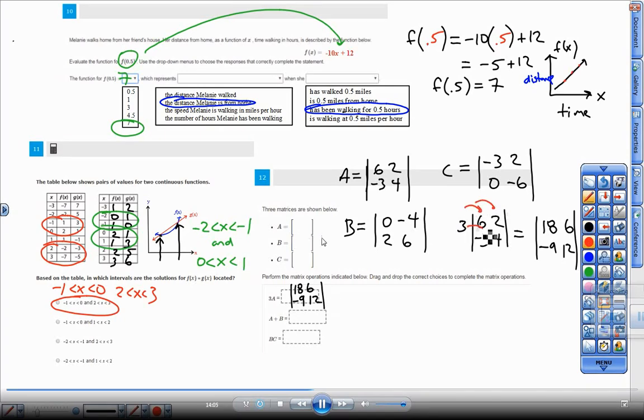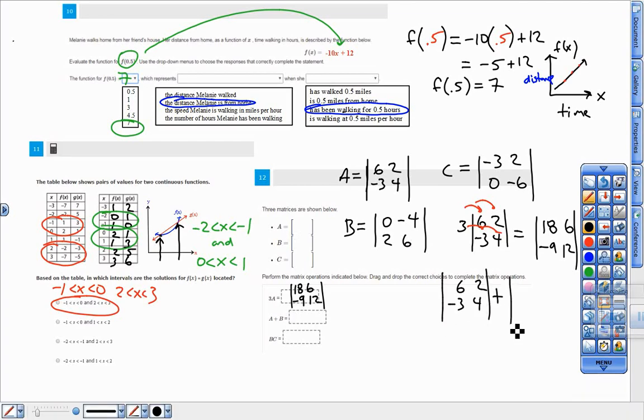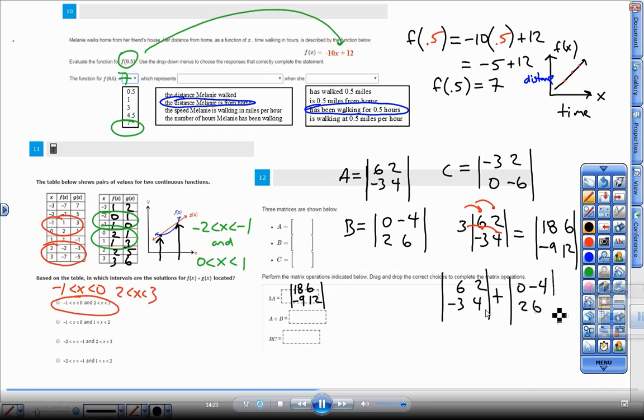If I add the values of matrix A and B, I'm just adding those values to get my next matrix values. So 6, 2, -3, 4, 0, -4, 2, 6. Add those up. Gives me 6 plus 0, 6. 2, -4, -2. -3, 2, -1. 4, 6, 10. So that would be when I add the sum of matrix A and matrix B.